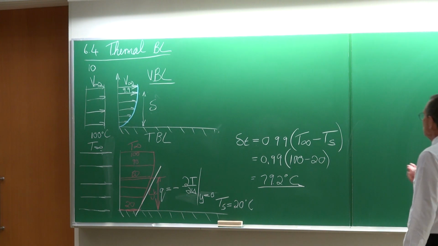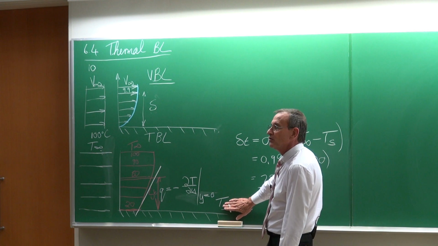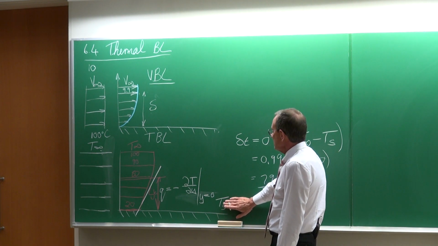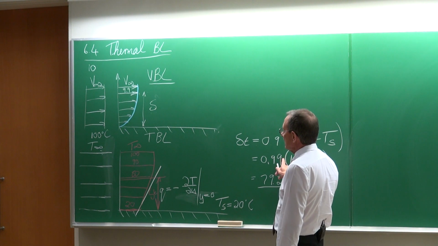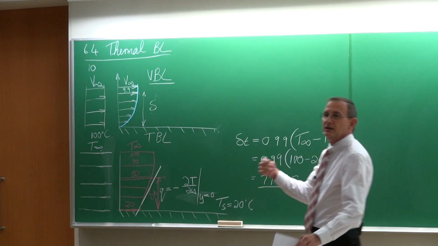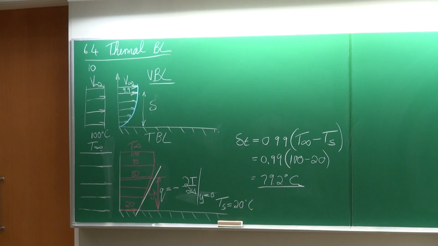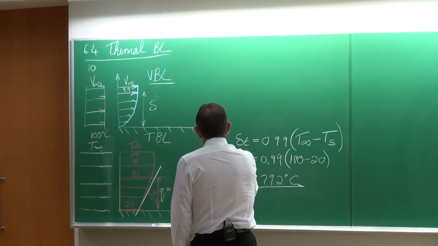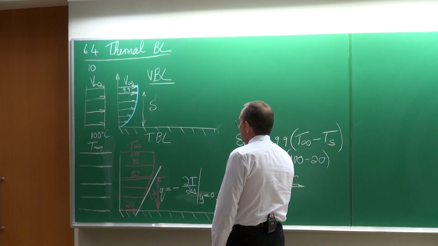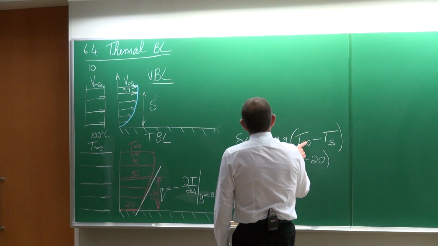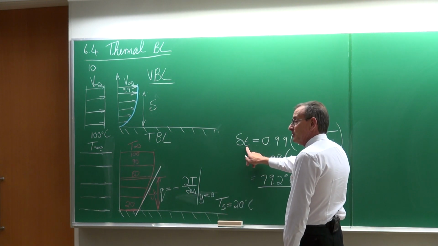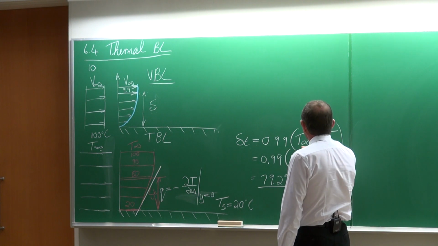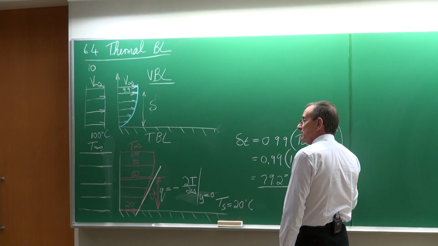Of course, the special case where the plate is at 0 degrees Celsius, then the thermal boundary layer thickness will be at a temperature of 99 degrees Celsius from the wall. You follow? Okay. So this is the case of 20 degrees and 100 degrees. So the thermal boundary layer thickness is 99% of the difference between the two, 100 minus 20.